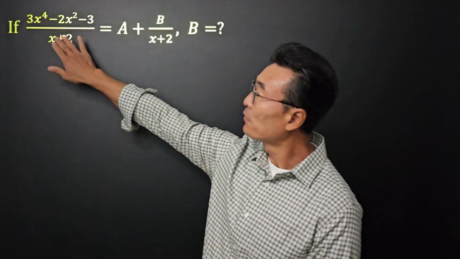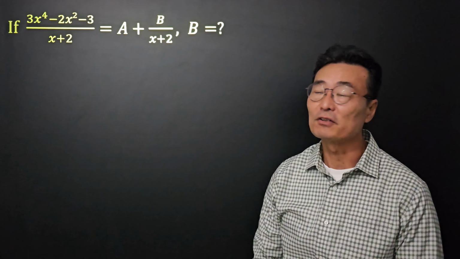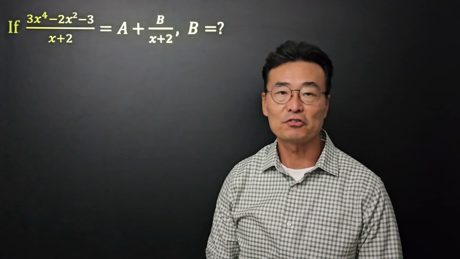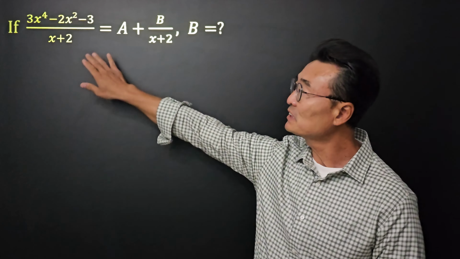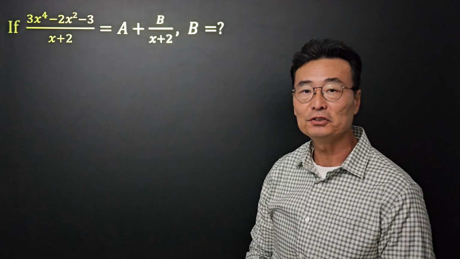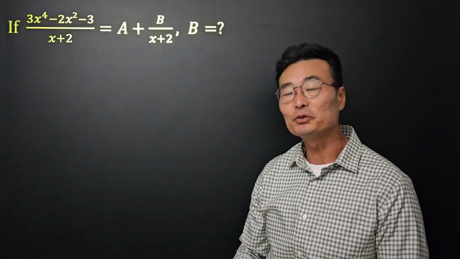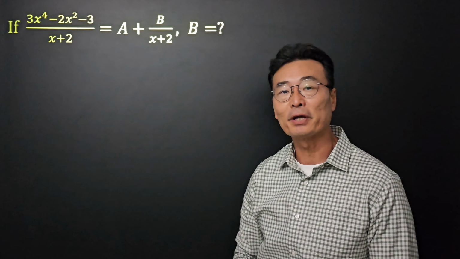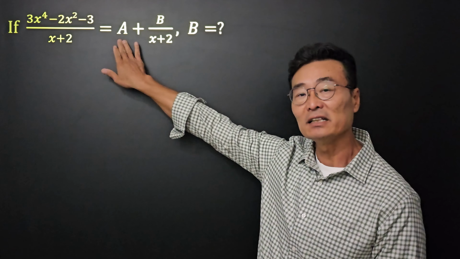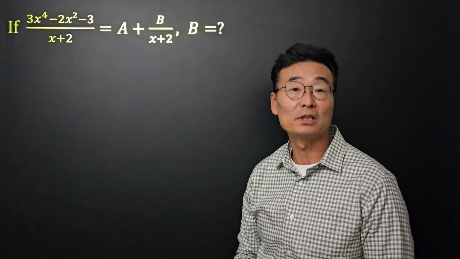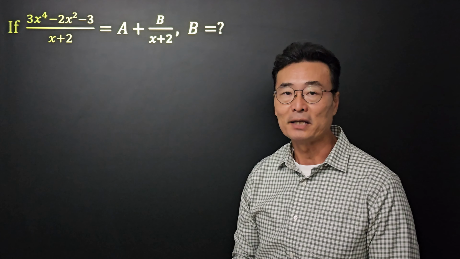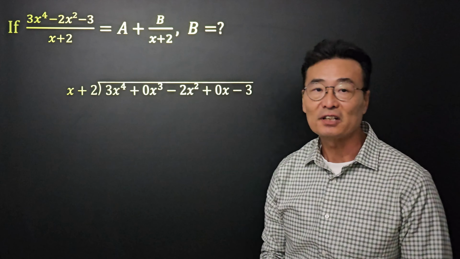Here we have 3x to the fourth minus 2x squared minus 3 all over x plus 2. And the question says, if we change that into a plus b over x plus 2, what's the value of b? So what we're doing is we're going to be dividing the numerator by denominator using long division. And a is what we call the quotient, or the answer that we get by dividing, and b is going to be our remainder.